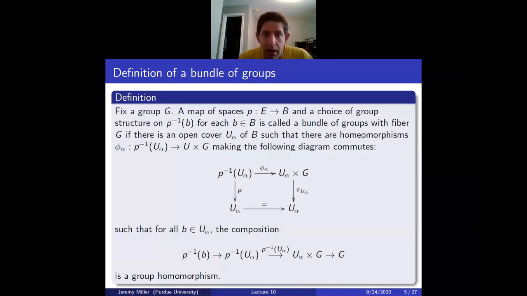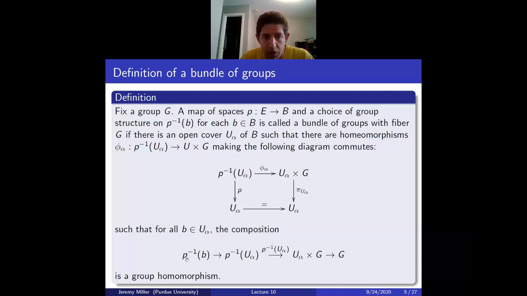Then we're going to say that a map of spaces, so what's the data of a bundle of groups? It's going to be a bundle, a map of spaces, and also for each fiber a choice of group structure. This is called a bundle of groups with fiber G, if basically the same conditions as before hold, so it's a fiber bundle, but now we have this extra condition that on the fibers, the homeomorphism is a group homomorphism.